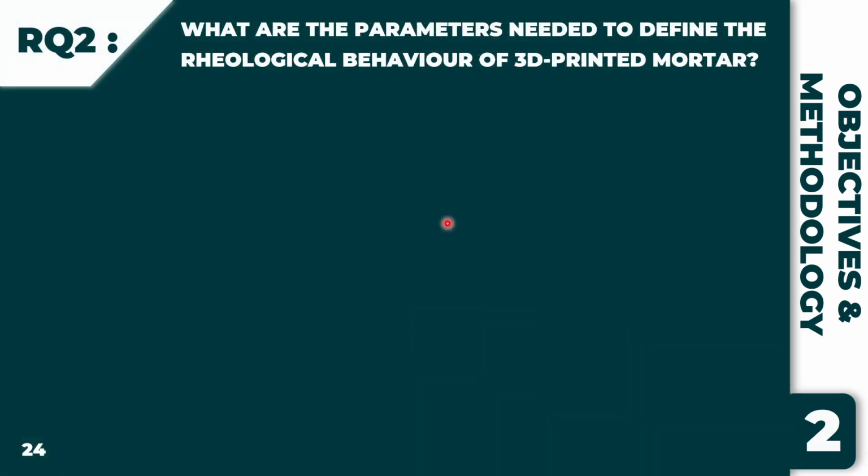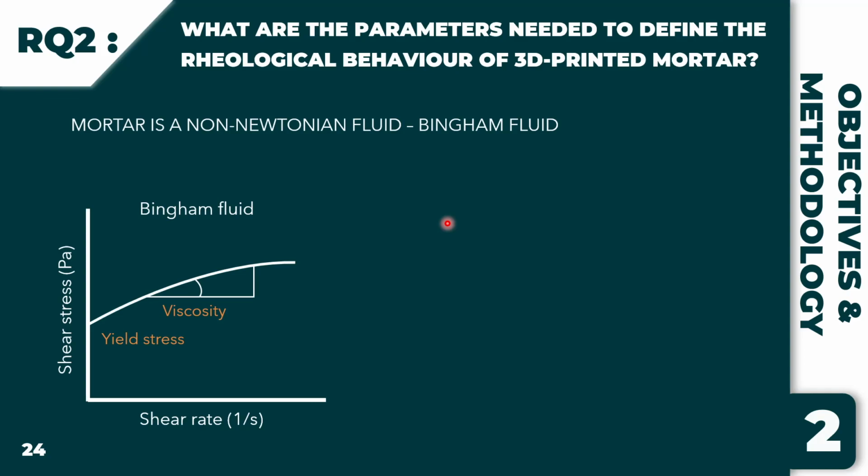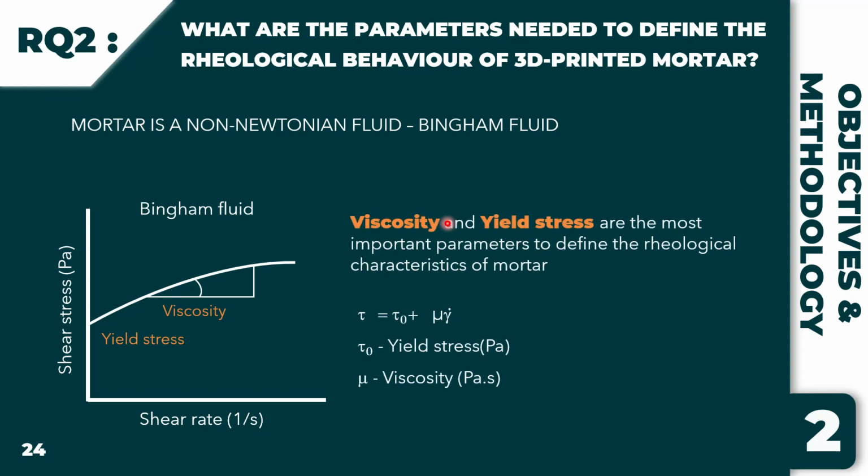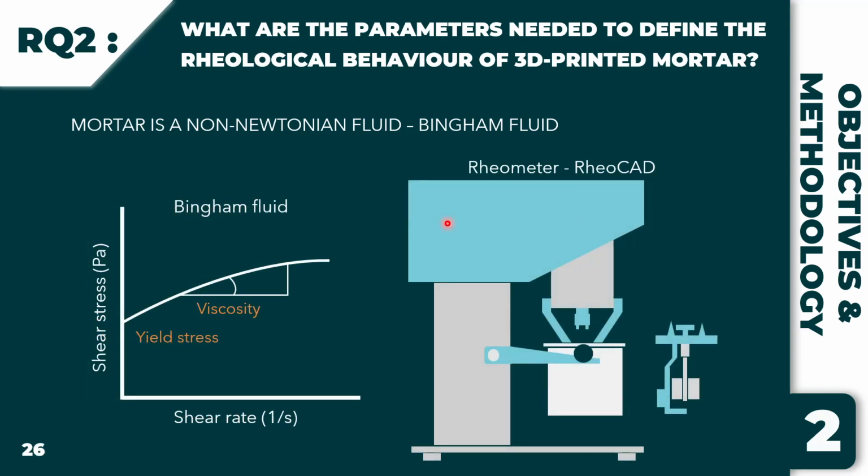To answer the second question, firstly, I have to know what kind of fluid the mortar is. In general, mortar is a non-Newtonian fluid, and more specifically, a Bingham fluid. The two most important parameters of a Bingham fluid are the viscosity and the yield strength. I have to measure these parameters, and I will use a rheometer called RheoCAD to measure these characteristics accurately.